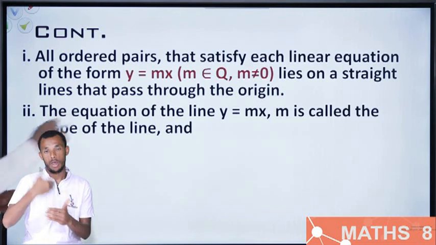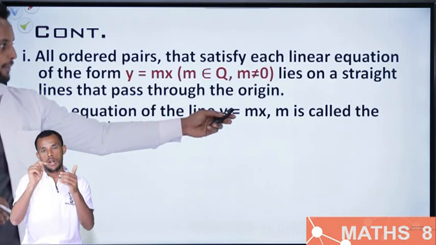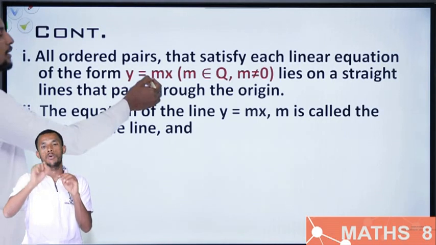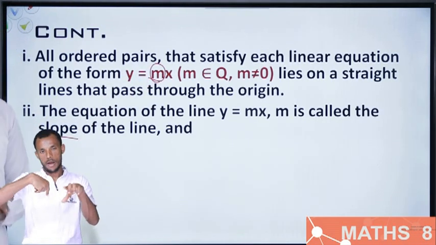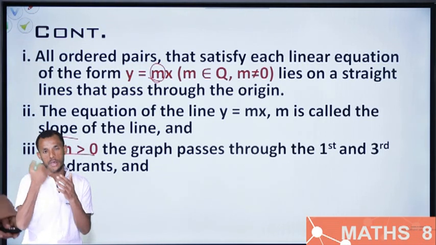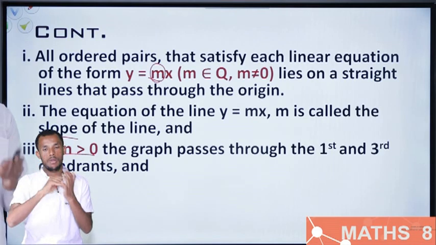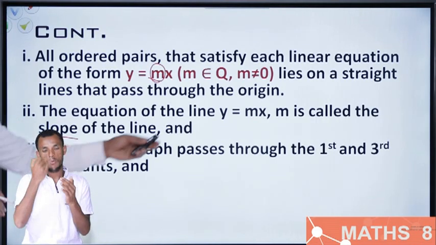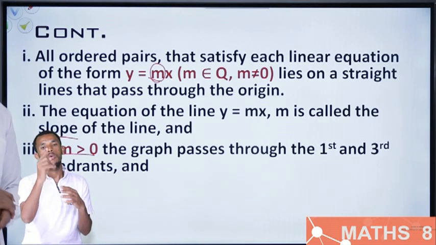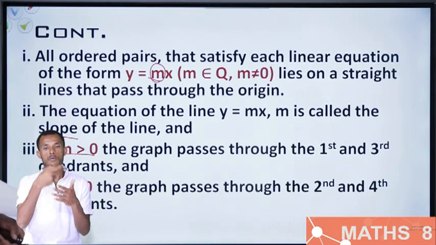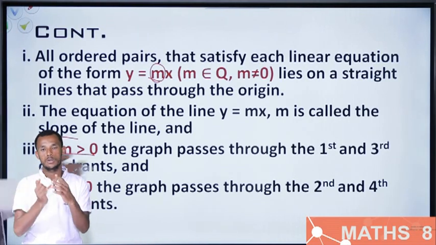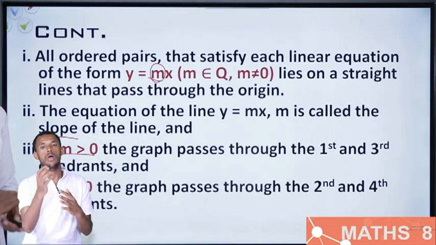The next concept, the equation of the line y = mx. Here m is called the slope of the line. If that slope is greater than 0, that means you have a positive value, the line is passing through quadrant 1 and quadrant 3. And if the value of m, or the slope, is negative, the line is passing through quadrant 2 and quadrant 4.